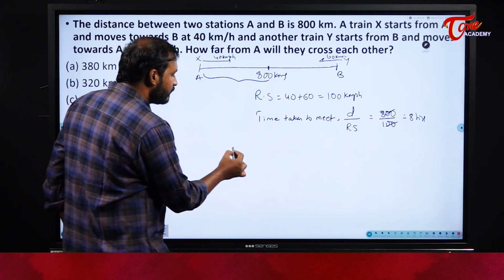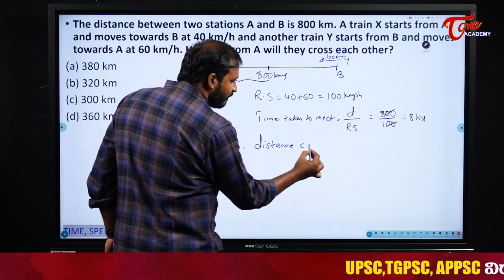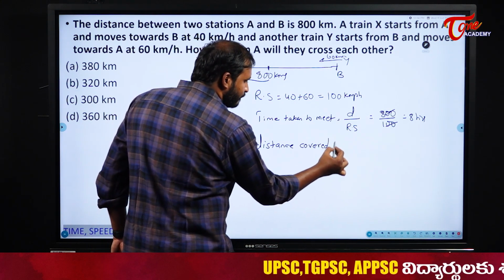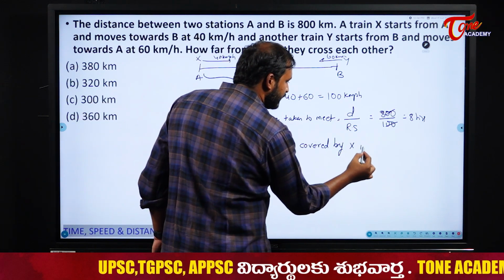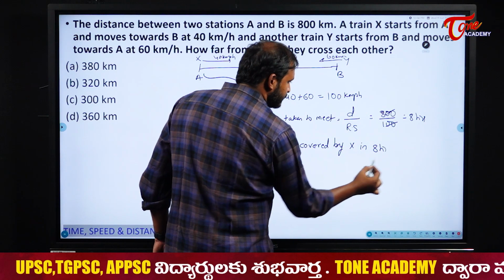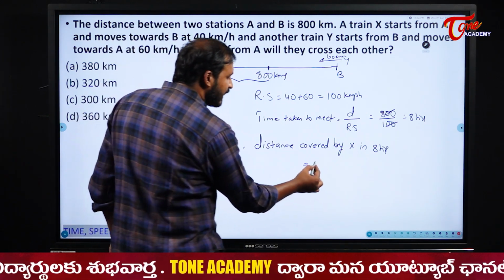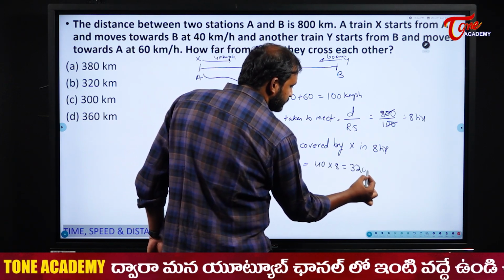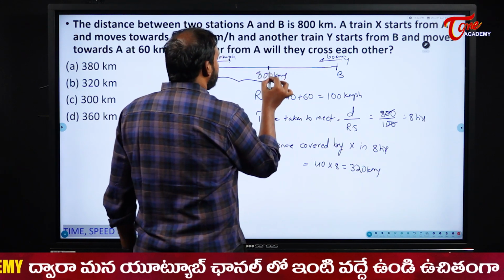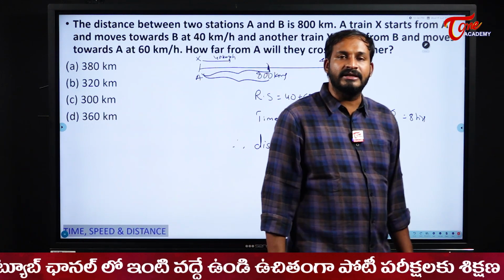So therefore, distance covered by X in 8 hours is equal to, speed is what? 40 and the time is what? 8. 40 into 8, that means what? 320 kilometers. That means at a distance of 320 kilometers, both the trains X and Y will meet each other.